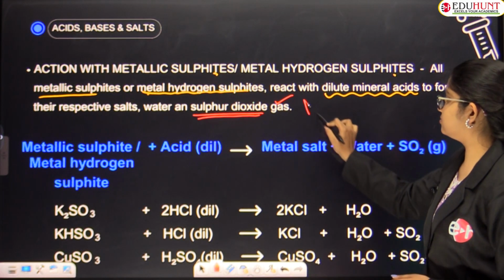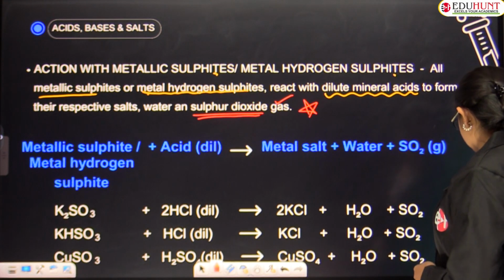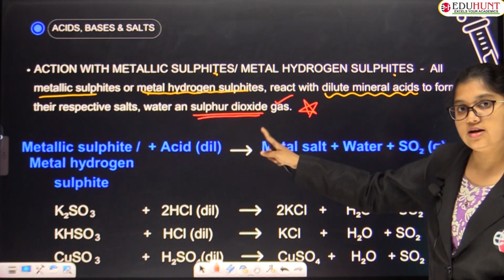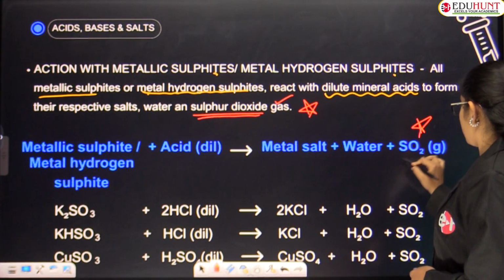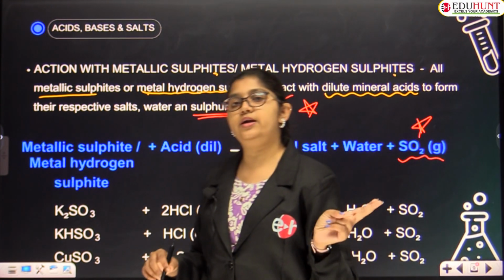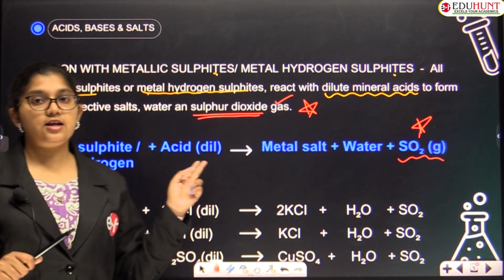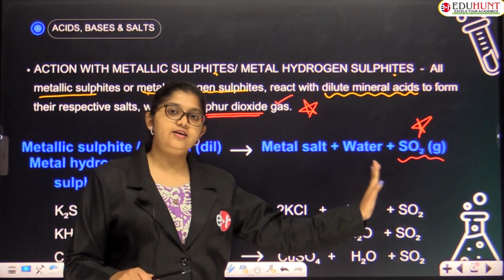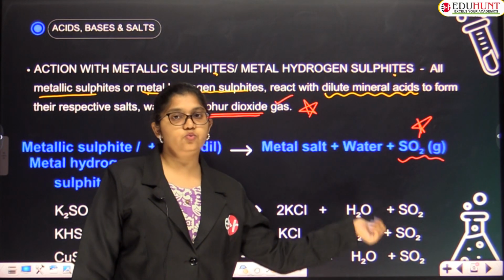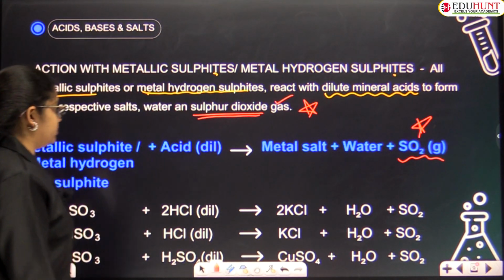That is important now. In the previous section, what was it? It is carbon dioxide. Here it is sulfur dioxide, in the gaseous form. Remember that: carbonates give rise to carbon dioxide, here sulfites give sulfur dioxide, SO2. Before it is CO2, here it is SO2. Clear now? Remember that, children.